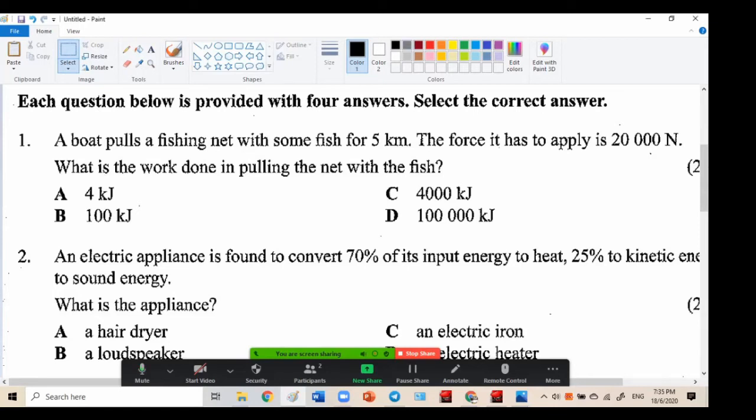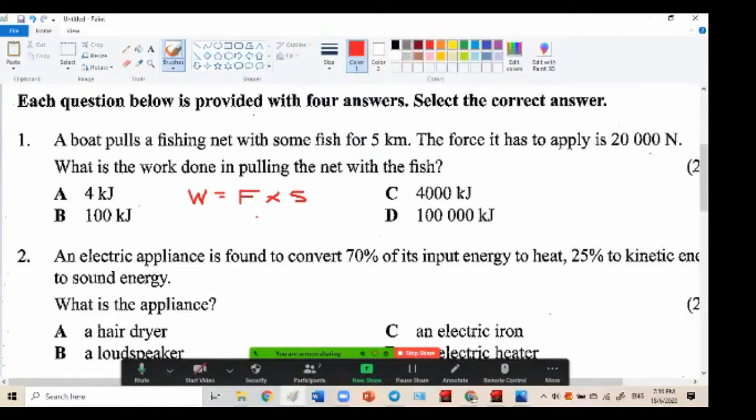What did we have as the definition for work? F times S. Yes. Work done is the force, right, times the distance moved in the direction of force. So what's the answer? 100,000 kg. What's the answer?